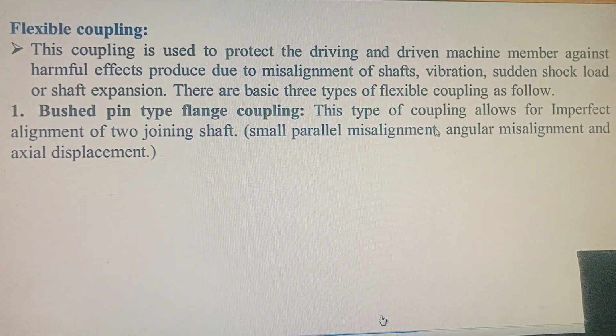Number one, bush pin type flange coupling. This type of coupling allows the imperfect alignment of the two joining shafts. That is small parallel misalignment, angular misalignment and angular displacement.